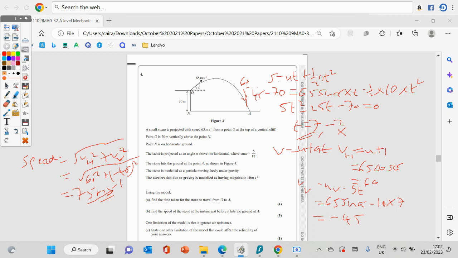And part C says state one other limitation of the model that could affect the reliability of your answers. I think it's this bit here, taking g as 10. To make answers more reliable, use g as 9.8 meters per second squared.